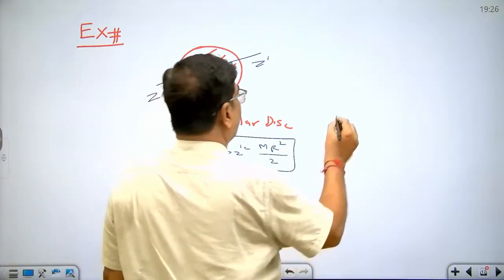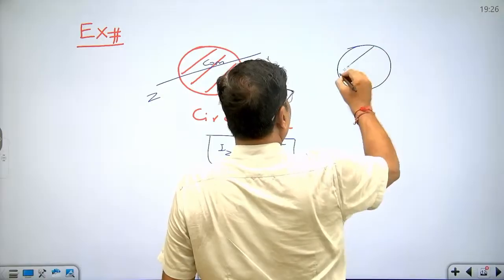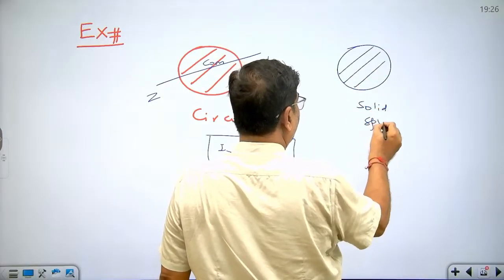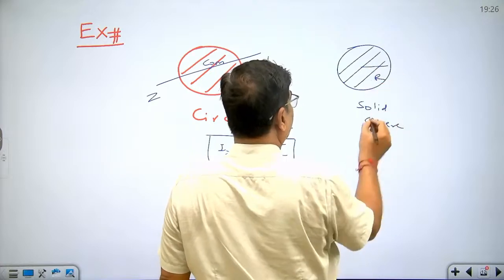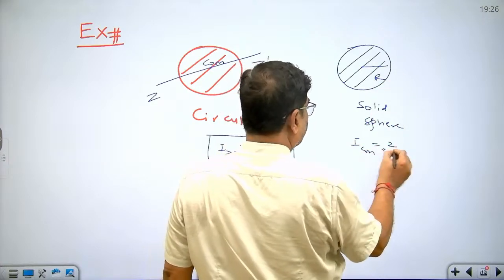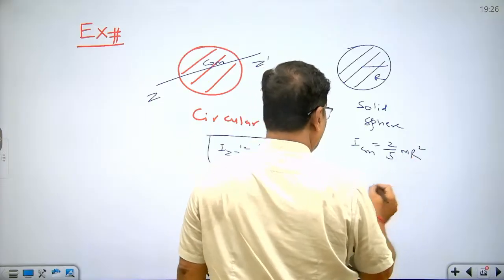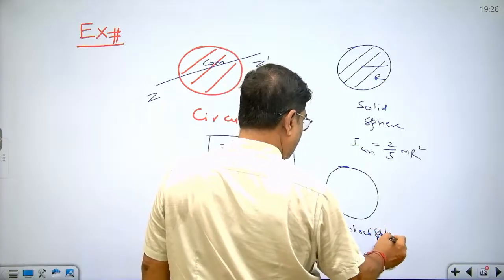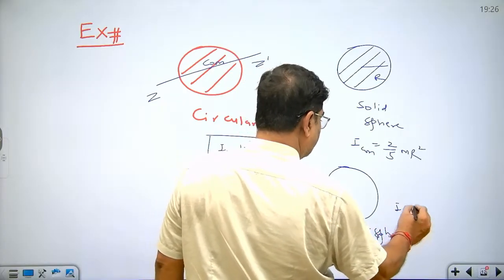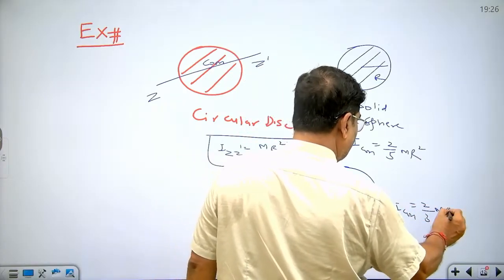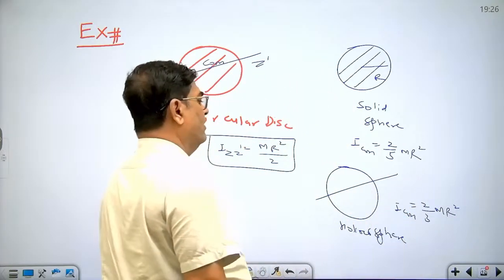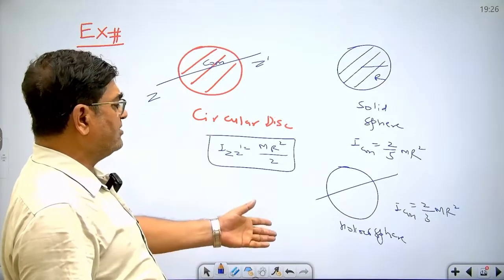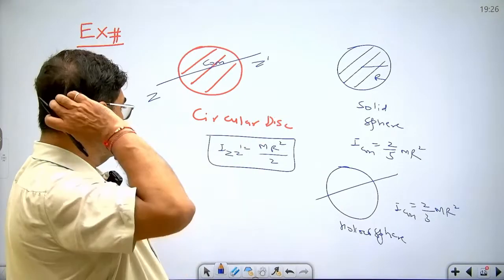Moment of inertia of a solid sphere of mass m and radius r about its center of mass is 2 upon 5 mr square. Moment of inertia of a hollow sphere about an axis passing through its center of mass is 2 upon 3 mr square. Why is it more than the solid sphere? Because moment of inertia depends on the mass and distribution of mass. In the case of a hollow sphere, mass is located away from the center.